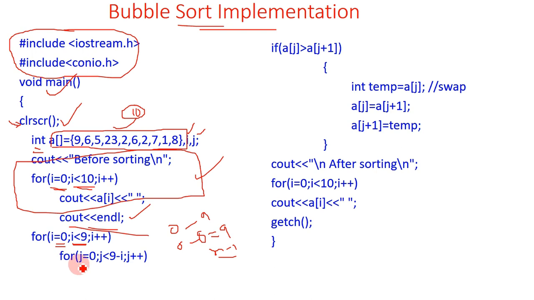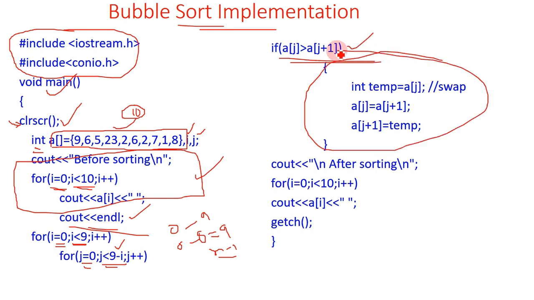Now in the inner loop, j starts from 0 to j less than n minus i. Okay, n minus i. 0 to 9, there are 10 values, so 9 minus i. This is used for the inner loop. Already we have discussed this in the algorithm portion, and this is used for the swapping.